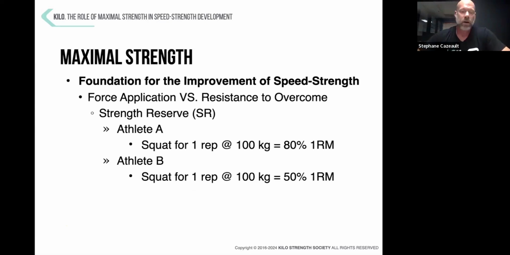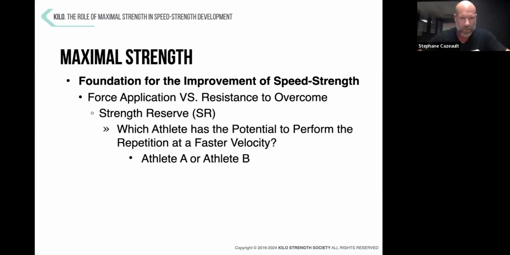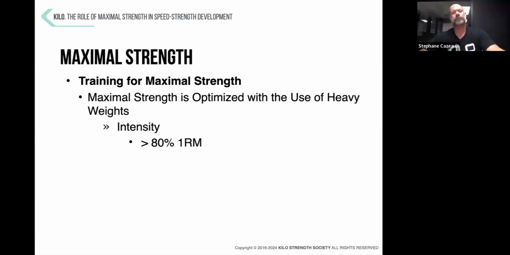So like I said earlier, like the strength reserve, we saw that athlete A, if he's squatting 1 rep, 100 kilograms, that's 80% of his 1RM, whereas athlete B squatting 1 rep, 100 kilograms, that's 50% of 1RM. So again, it's going to be much easier for athlete B to do a fast squat with 100 kilos than for athlete A. Okay, so that's plainly all the strength reserve is.